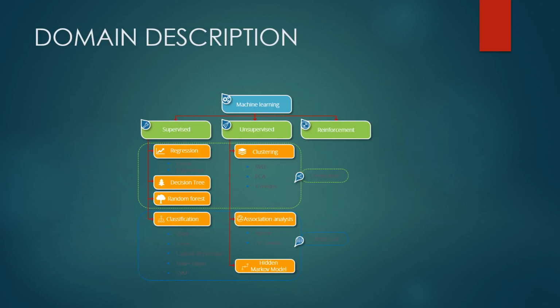Here is the domain description picture, showing how it's categorized. Machine learning is categorized into supervised learning, unsupervised learning, and reinforcement learning. Supervised has regression techniques, decision trees, random forest, and classification, as we know. And unsupervised has clustering techniques, association analysis, and hidden Markov models.